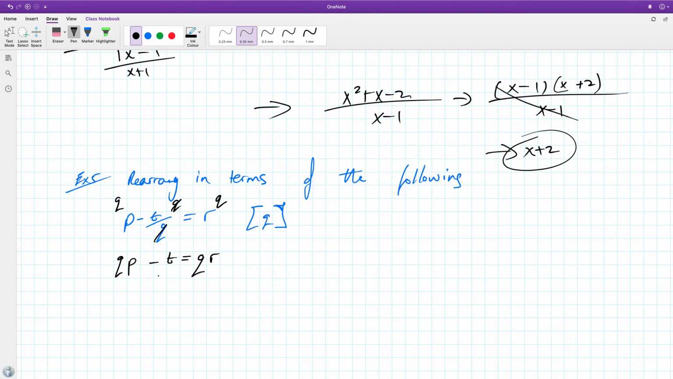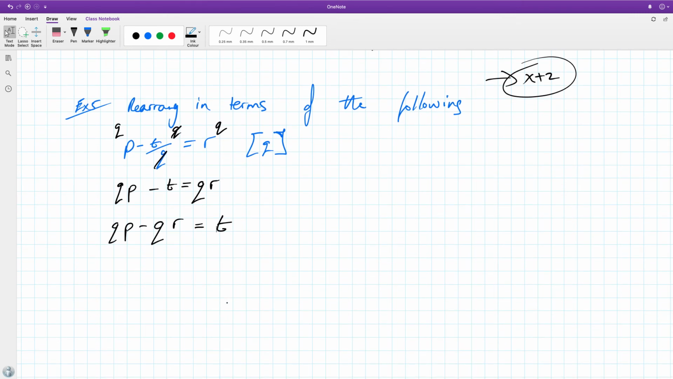What am I looking for? What letter am I looking for on its own? Q. So I'm going to move all the Q's to the side I want. I'm going to move them all to the left here. So I'm going to say QP minus QR is equal to T. Right, what did I say? What letter are we looking for? Q. So how can I get Q on its own over here on the left?